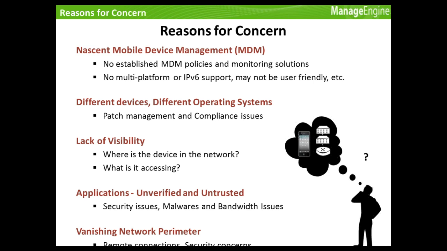Another factor is the lack of visibility into where the device is on the network or what it is accessing. You allow your users to bring their mobile devices and tablets into the enterprise network. But what is it doing? Where exactly is it on the network? What is it accessing? Is it connecting to some server which holds your critical information, or maybe your CRM data is being accessed by somebody who actually shouldn't be looking at it? So you don't have any visibility into what all these devices are doing in your network.